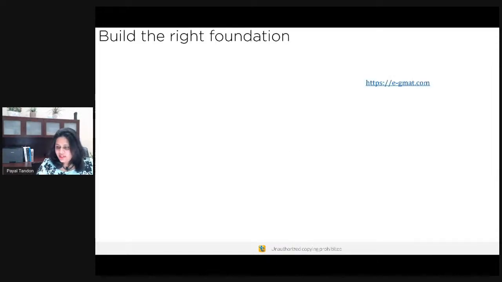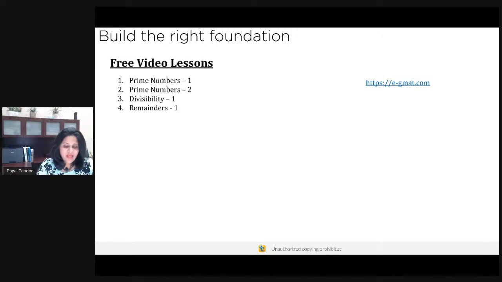Now, before you get started with doing strategic review, you need to make sure that you have the right foundation. Because again, you need to first understand what all the concepts are that are tested, what is the process that you need to utilize to solve questions, which means that you need to build the right foundation. And to help you do that, we have provided this basic set of lessons for number properties, prime numbers 1, prime numbers 2. These are 15-minute long concept files.